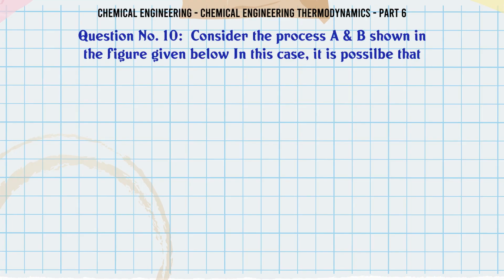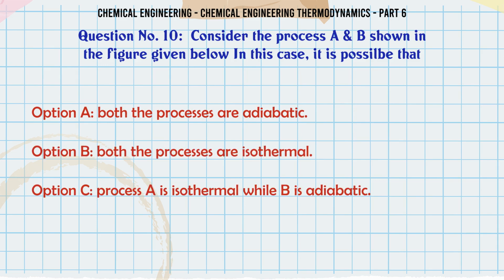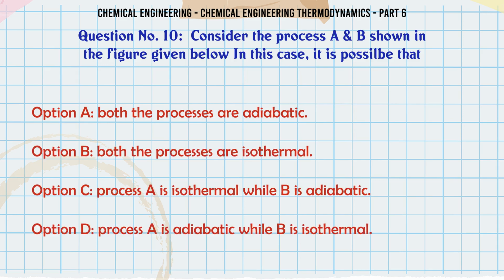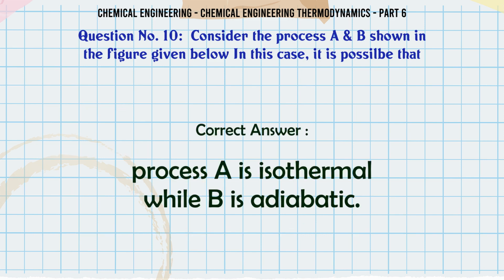Consider the process A-B shown in the figure given below. In this case it is possible that: A) both the processes are adiabatic, B) both the processes are isothermal, C) process A is isothermal while B is adiabatic, D) process A is adiabatic while B is isothermal. The correct answer is process A is isothermal while B is adiabatic.